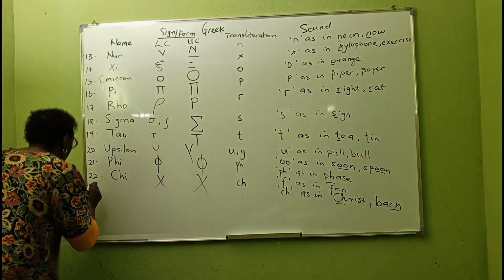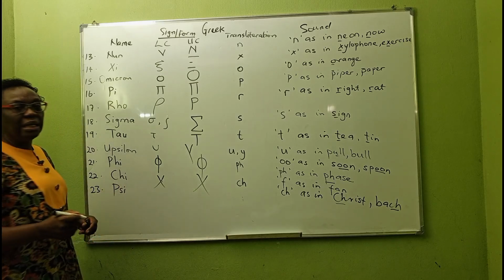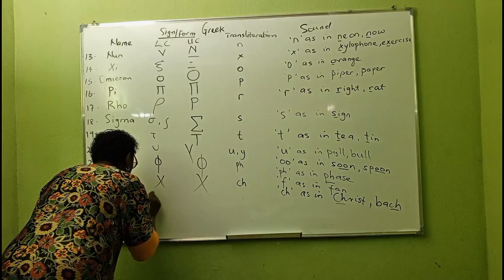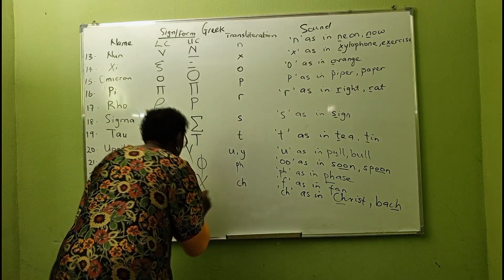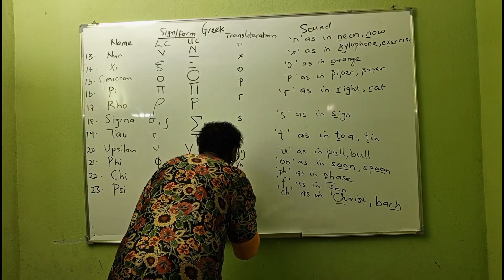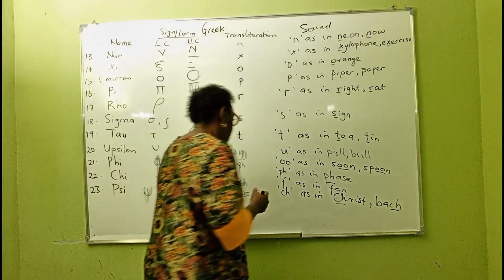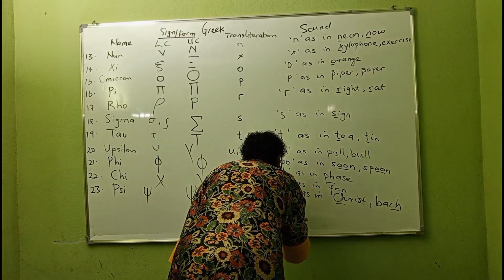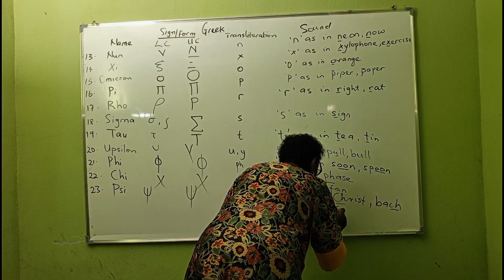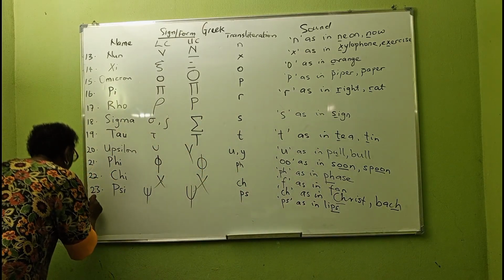All right. And then the 23rd letter is psi. And here it goes this way, like this one. This one is just a little bigger, also like that one. So just say psi is ps. We can say ps as in lips, for example, lips, or laps.